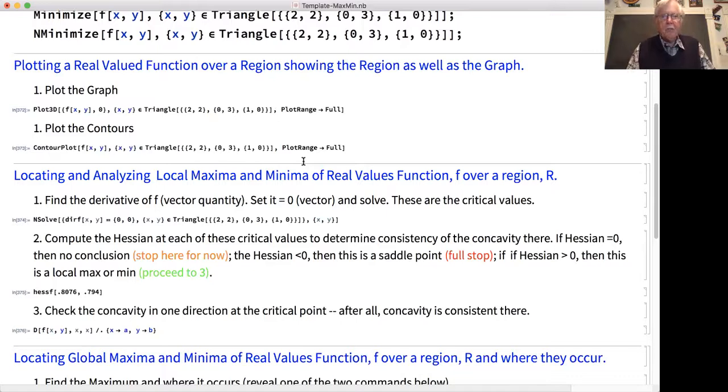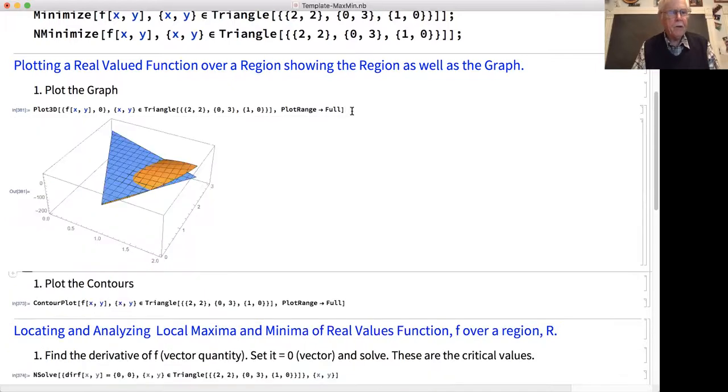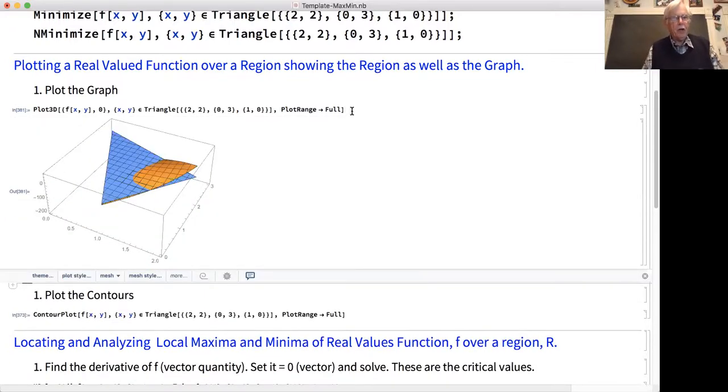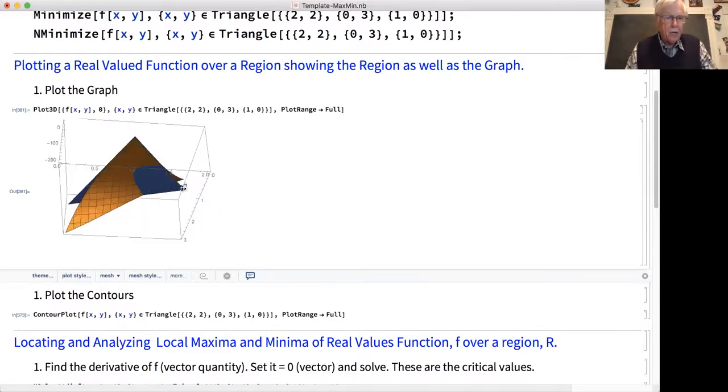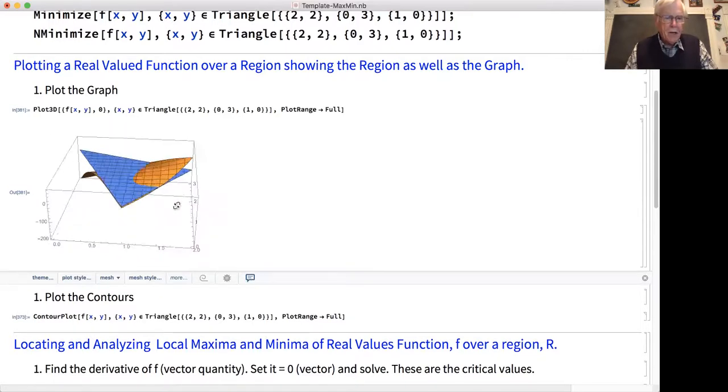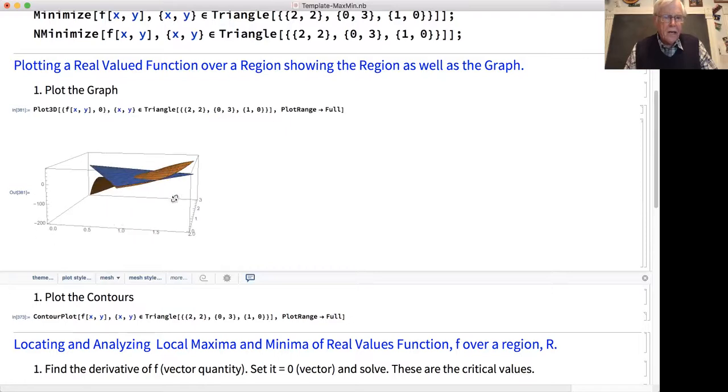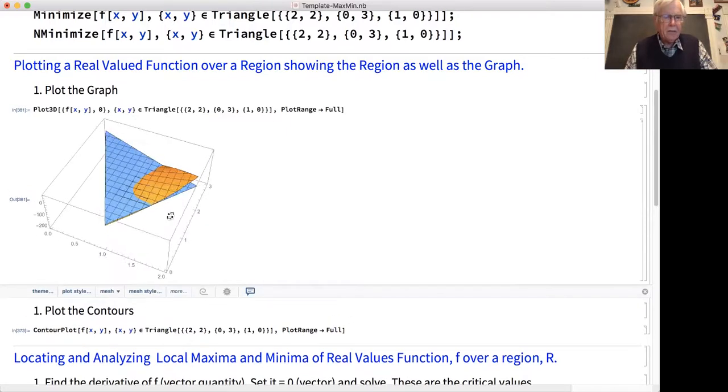So there are a couple of plotting commands here. We can plot the graph, and I have the plot command filled in here. So what we're looking at here is kind of a max-min template. Well, that came up pretty quick. So here I've plotted the domain. The domain is a triangle, that's in blue. And then the graph itself is in yellow. So the graph, some is positive, some is negative, and that's what she looks like.